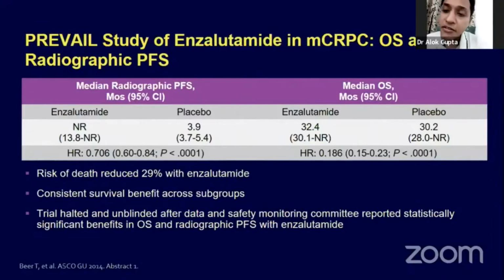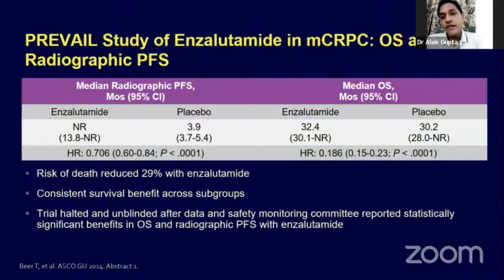So, in fact, this is one of the trials in oncology which was halted in between, simply because the investigational arm resulted in such a significant benefit that it was found to be unethical to continue the placebo arm. So the trial was halted, it was unblinded, the data was reported, and the patients who were on the placebo arm were actually offered enzalutamide because of the stark improvement in overall survival. So this was one such instance.